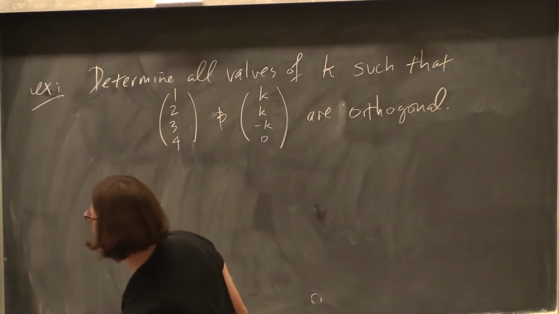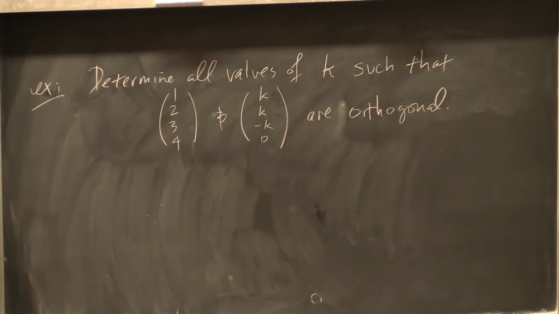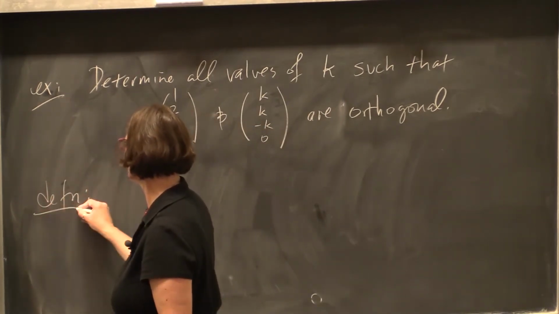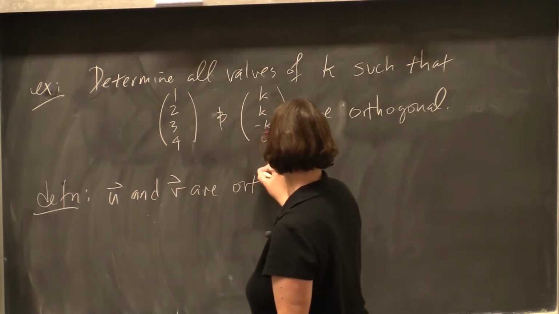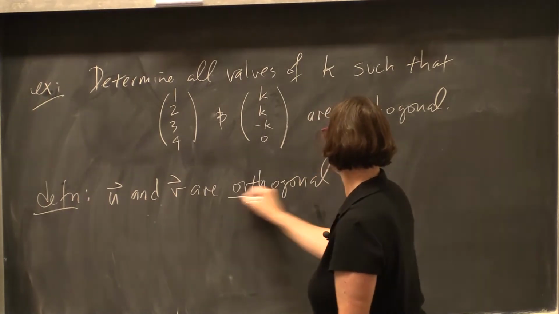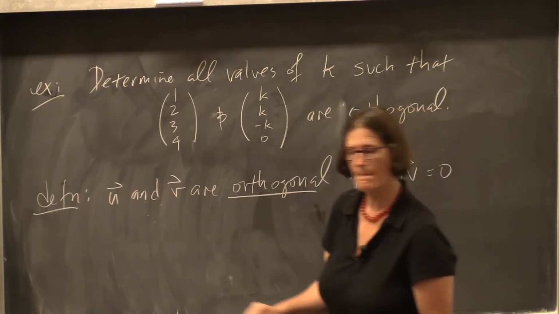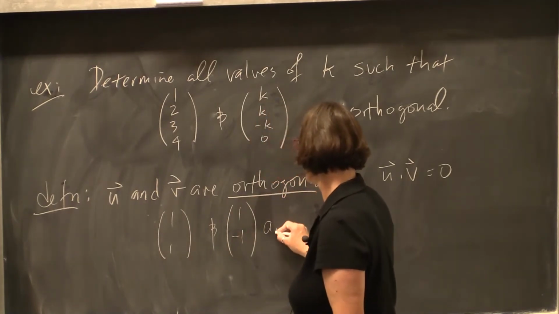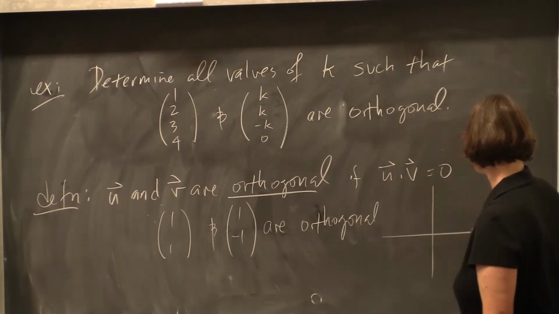Okay, so first of all, we have to figure out if we understand every word in that sentence. And we realize that the word we don't understand is orthogonal. Orthogonal is what we call perpendicular. So definition, u and v are orthogonal if u dot v equals 0. So for example, 1, 1 and 1, minus 1 are orthogonal. Those are these two vectors.